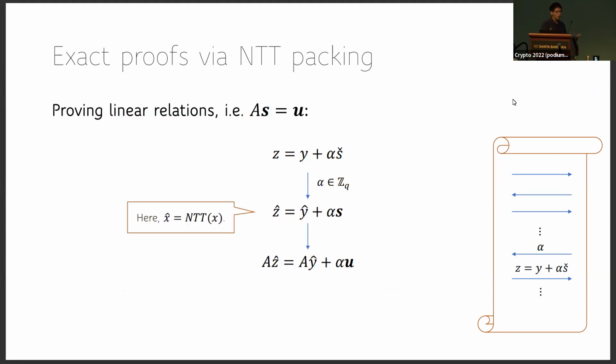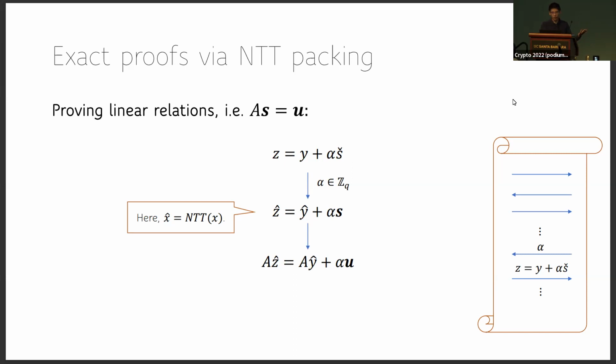So if we also want to prove some benchmark relation, we also want to prove the linear stuff, like some linear equations. So let's say AS is equal to U. I'm not going to provide the whole protocol just like before, but some intuition. So again, if the verifier sends alpha and we send z equal to y plus alpha s check, then the key idea is that if alpha is an integer, then we can apply NTT on both sides to obtain z hat equal to y hat plus alpha s. And this is going to be s by construction.